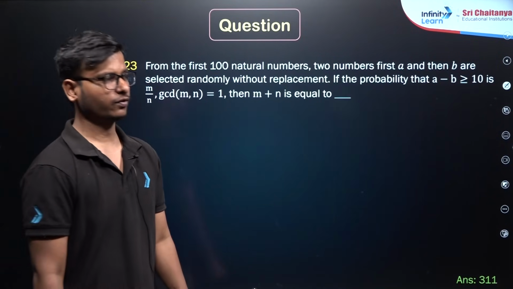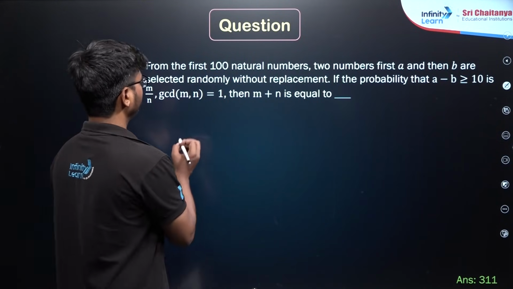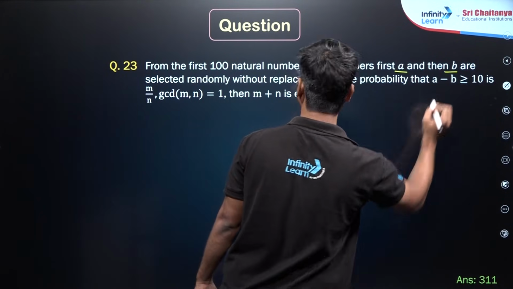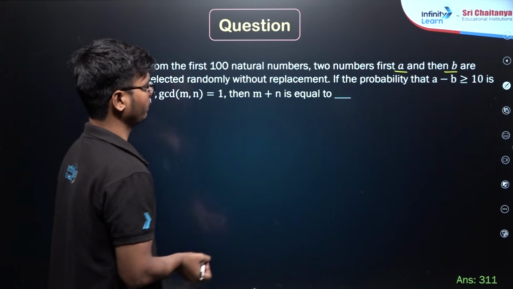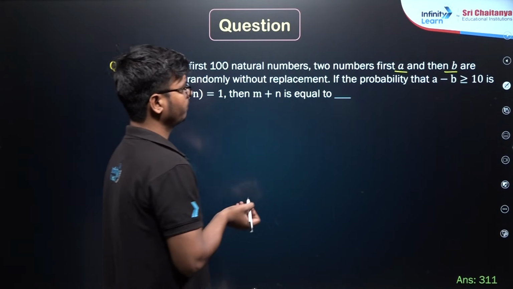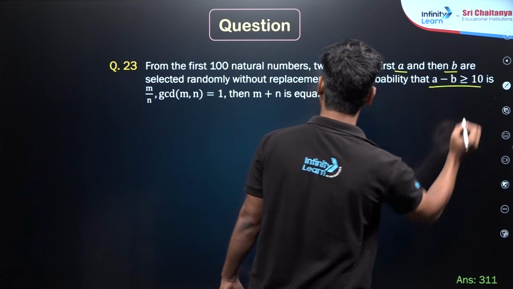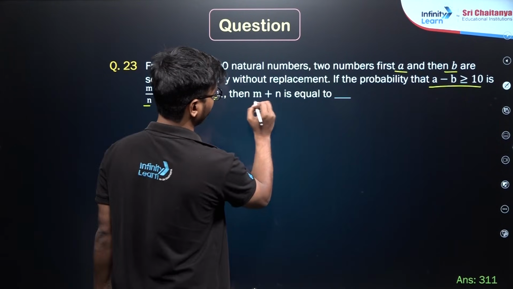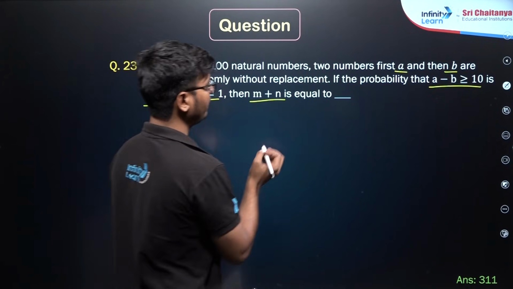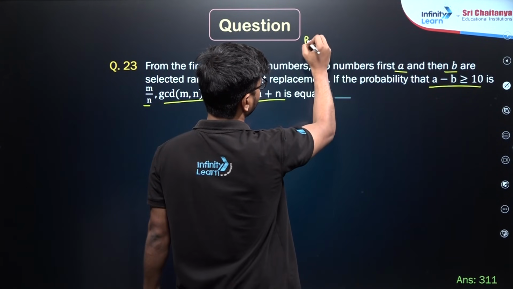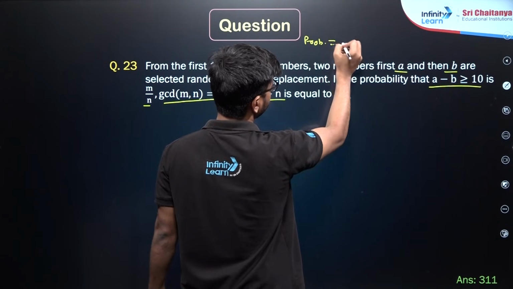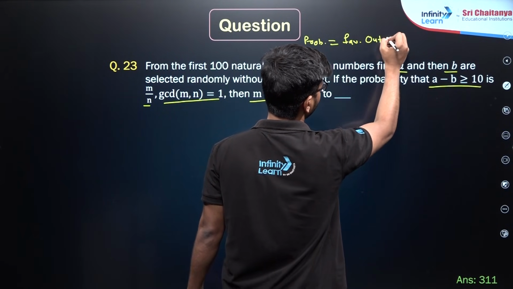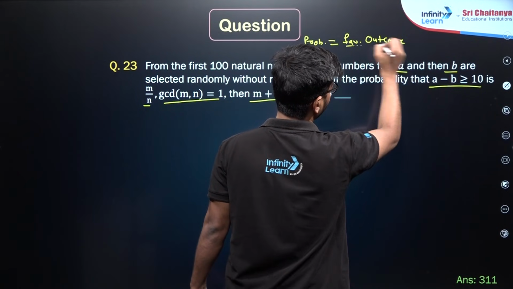Clear? So the question is, from the first 100 natural numbers, 2 numbers A and B are selected randomly without replacement. If the probability of A minus B being greater than 10 is of the form m by n, where GCD of m comma n is 1, then we have to find the value of m comma n. So first of all, we know what probability is. Probability is nothing but favorable outcomes upon total outcomes.